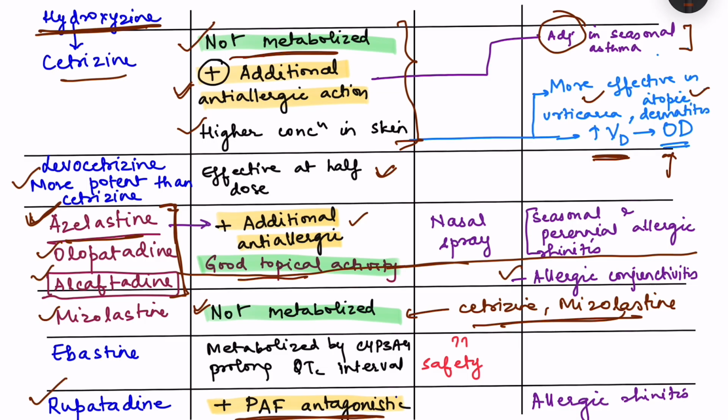So three drugs we have seen which have additional anti-allergic action: cetirizine, azelastine, and rupatadine. And this rupatadine also is approved for use in allergic rhinitis. So with this, we complete the conventional antihistaminics, that is the H1 receptor blockers. I hope you understood the concepts in this video.